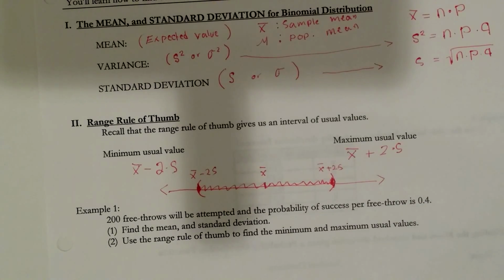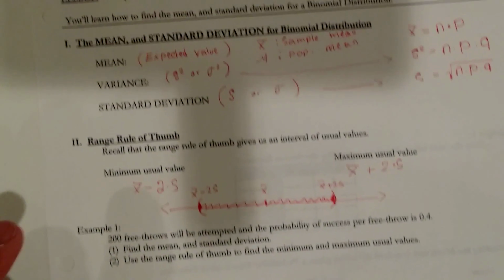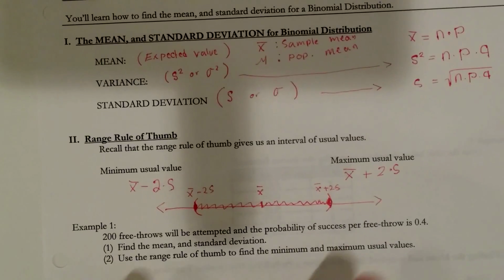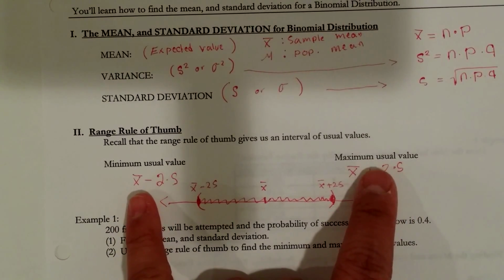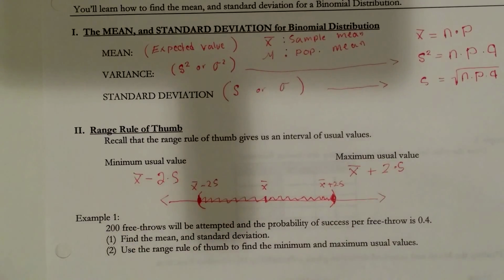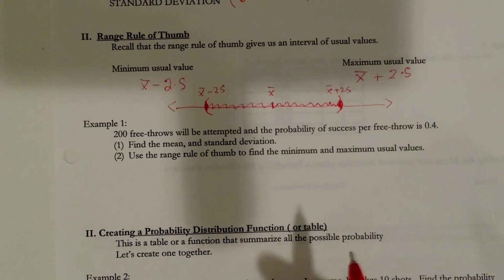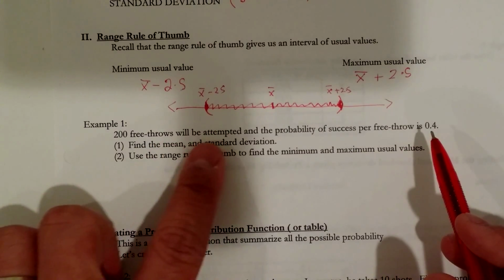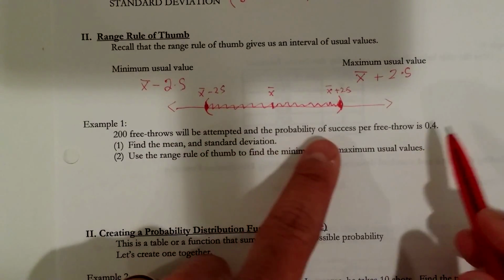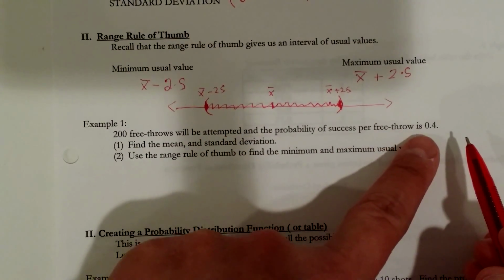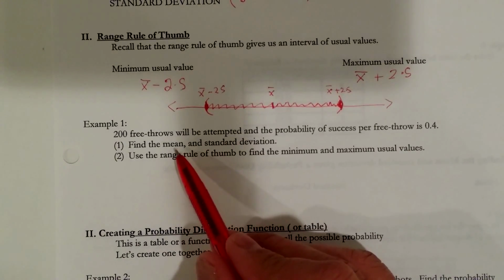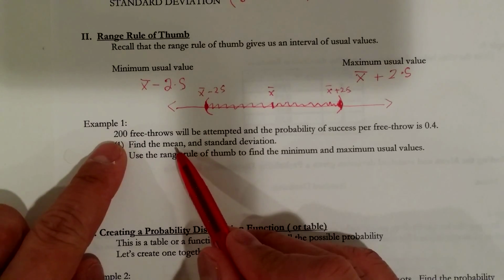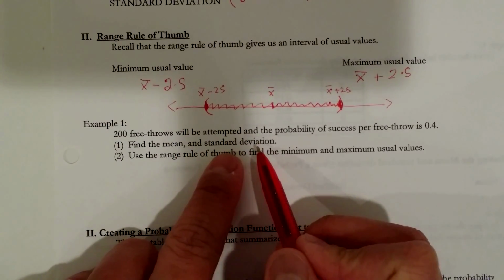Okay? Alright, so let's take a look at an example on how to find the mean, the standard deviation, and perhaps the maximum usual and unusual values, which is a concept that we've talked about before. Say that 200 free throws will be attempted, and the probability of success per free throw is 40%. What is the average number of free throws that will be made out of 200, and the standard deviation?